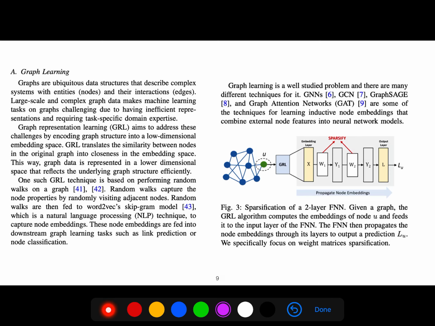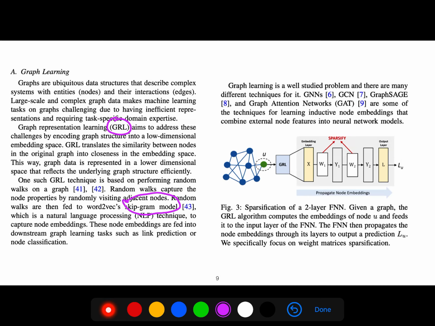So graph representation learning, we call it GRL. Such GRL techniques are based on performing random walks on a graph. Random walks capture the node properties by randomly visiting adjacent nodes. Random walks are then fed to word2vec skipgram, just like in natural language processing, where I've explained skipgram. We can use this paradigm.